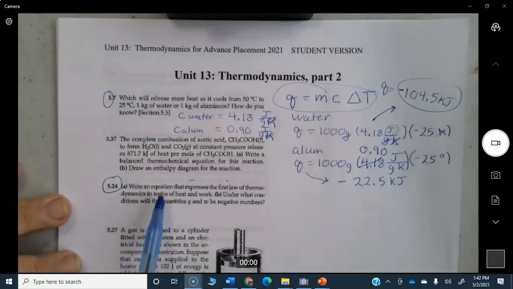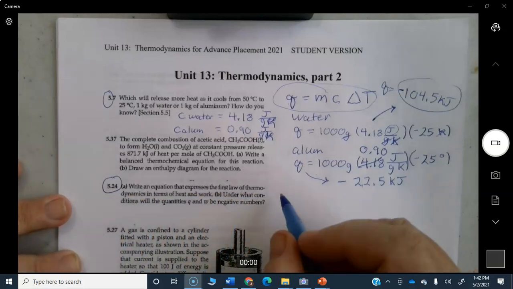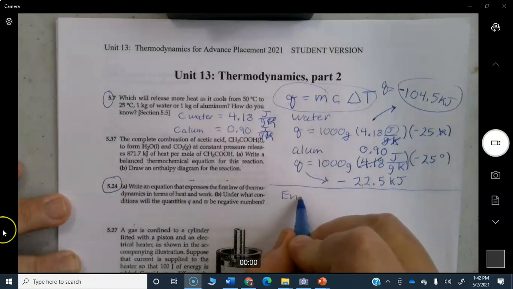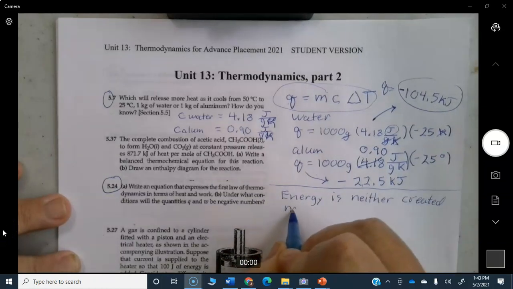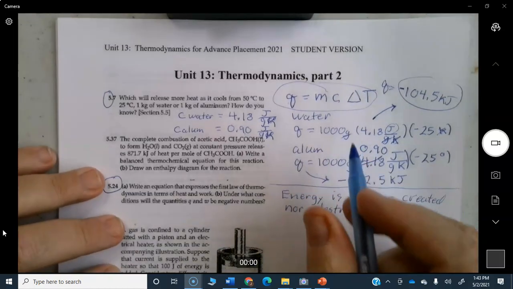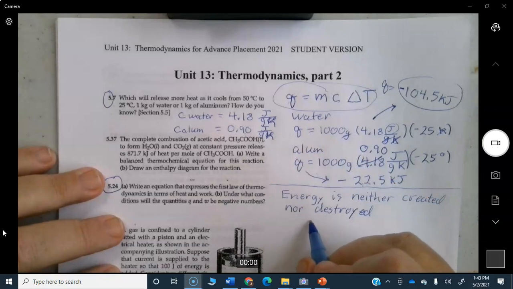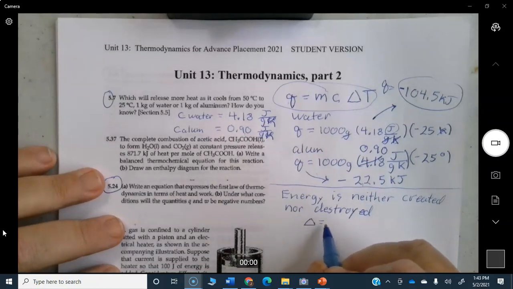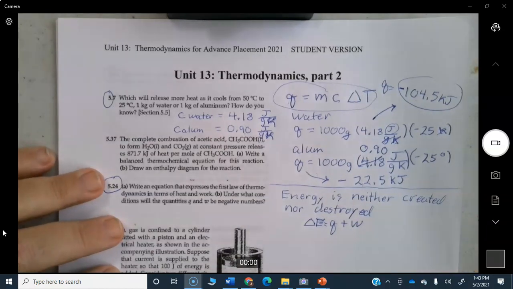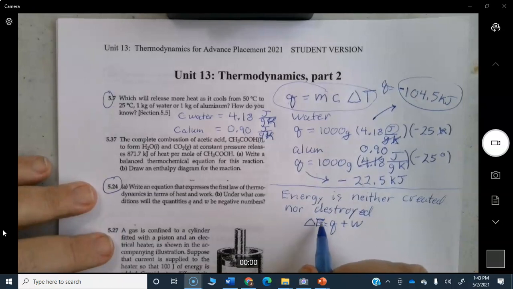Okay, 524, write an equation that expresses the first law of thermodynamics. Let's just state it first. I'll draw a line here. Energy. Okay, so energy is neither created nor destroyed, but the way we state that is simply the equation that we used earlier, and that is delta E equals heat plus work. That should be delta E equals heat plus work. So delta E equals heat plus work. Put that right there.